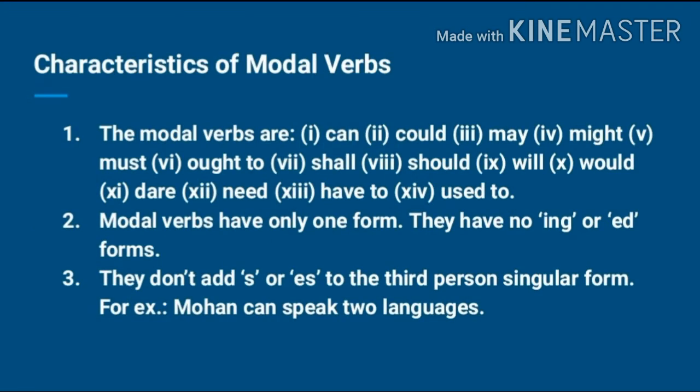Fine, let's know about the characteristics of modal verbs or modal auxiliaries. There are 14 modal verbs, which are can, could, may, might, must, ought to, shall, should, will, would, dare, need, have to, and used to. Modal verbs have only one form. They have no -ing or -ed forms, and they don't add s or es to the third person singular form. Let me explain it with an example.